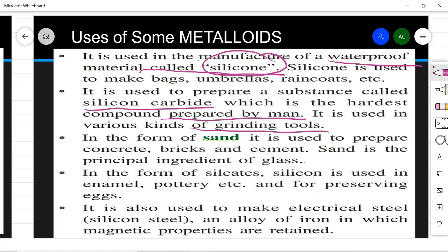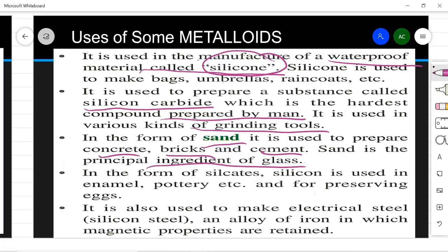In the form of sand, it is used to prepare concrete, bricks, cement. Sand is the principal ingredient of glass. जो glass है वो भी sand से बनता है. You can watch the videos which are available on YouTube how glass is created from sand.